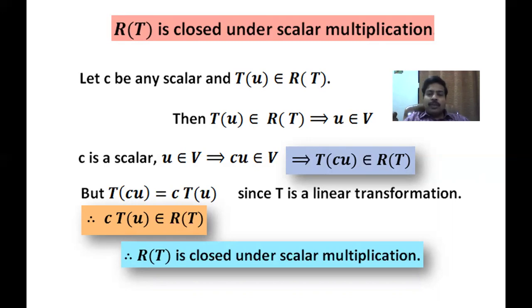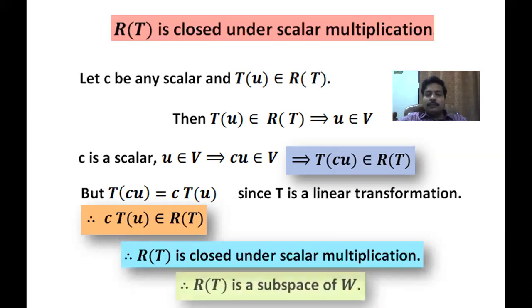So we have proved all the three properties of a subspace. First, we proved that range of T is a subset of W. Later, we proved that the zero vector, zero bar, is in range of T. And later, we proved that range of T is closed under vector addition. Now we proved that range of T is closed under scalar multiplication. So from all these properties, we can conclude that range of T is a subspace of W.